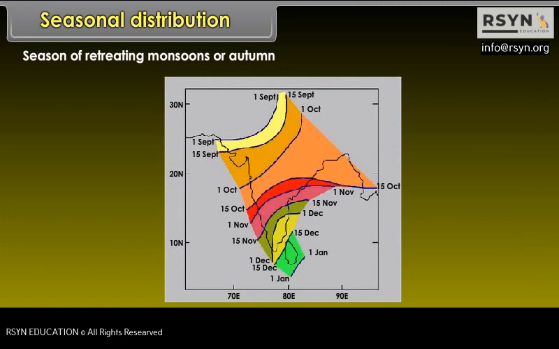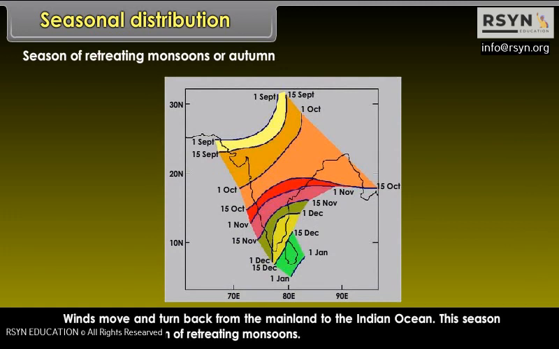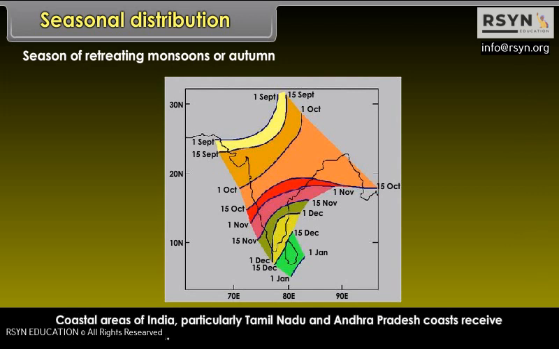Season of retreating monsoons or autumn. Winds move and turn back from the mainland to the Indian Ocean. This season is called the season of retreating monsoons. Coastal areas of India, particularly Tamil Nadu and Andhra Pradesh coasts, receive rainfall in this season.